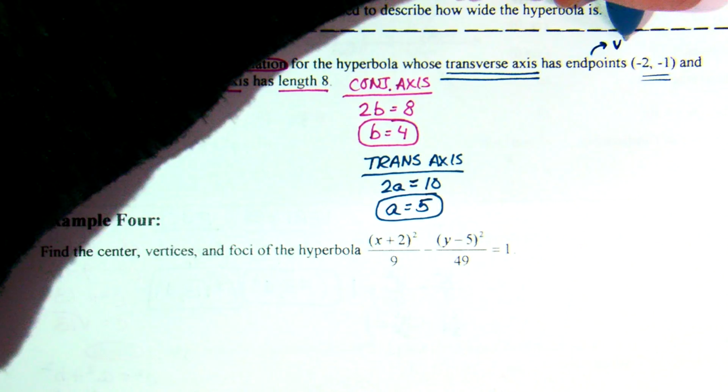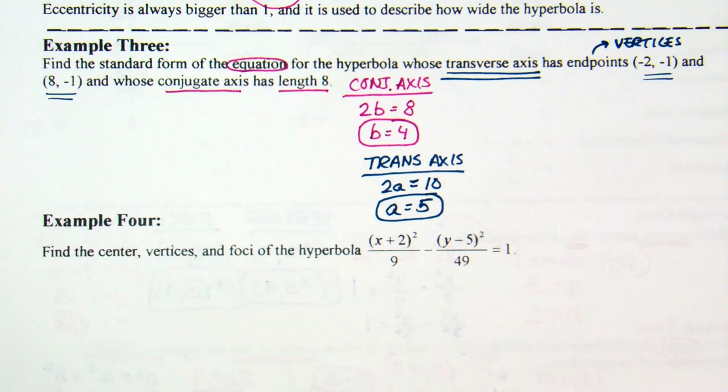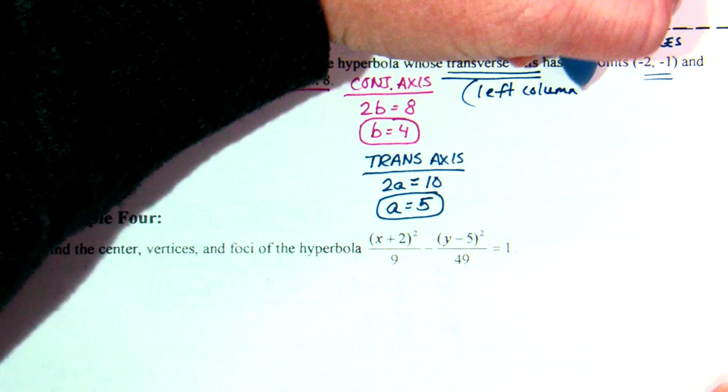Now, with the idea that they are vertices, notice the -1s are the same. And I guess you don't even have to know that they're vertices, but the -1s are the same, which makes this a left column problem. If nothing else, it's because my -1s are the same. And what is that -1 going to be? That's going to be my K value.